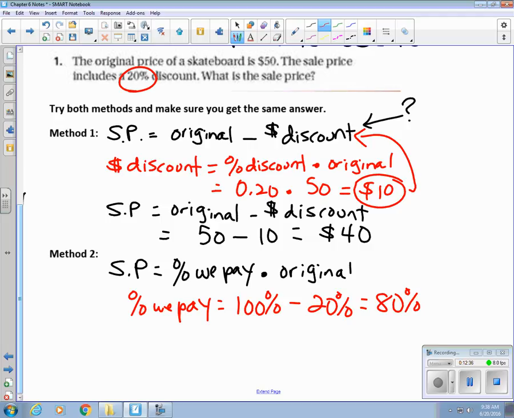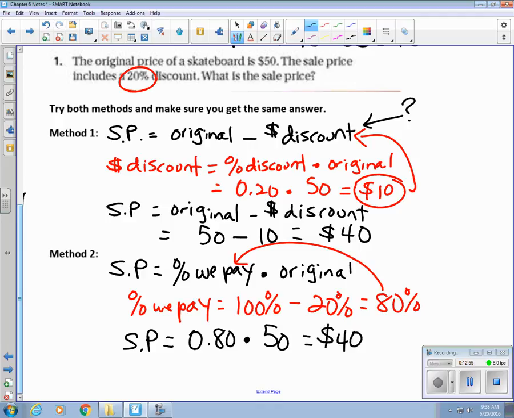So we're going to take this 80% and plug it into that part of the equation. So the selling price would be equal to the percent we pay, which is 80%, which we'll write as a decimal, 0.80, times the original amount, which was 50, and 0.8 times 50 is equal to $40. So we get the same answer for both.